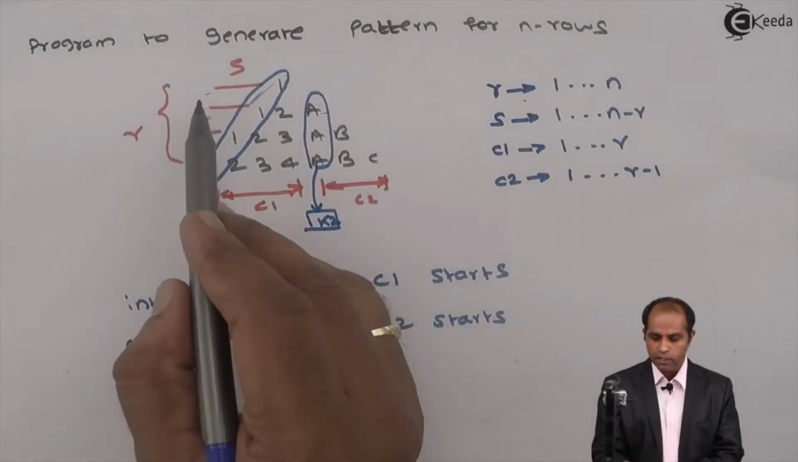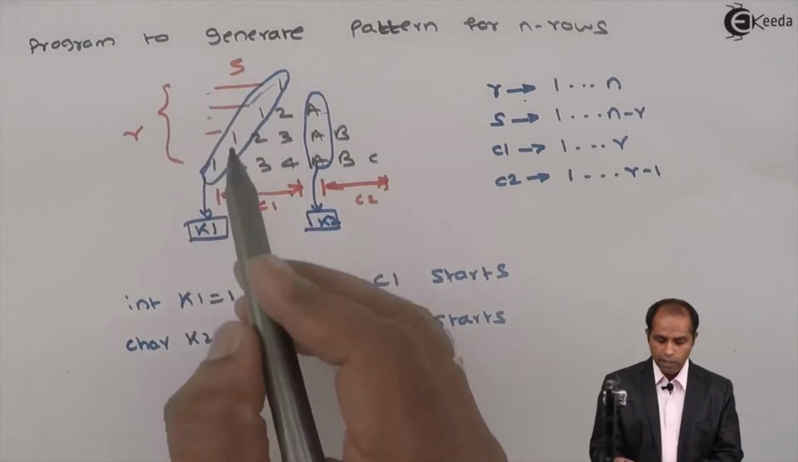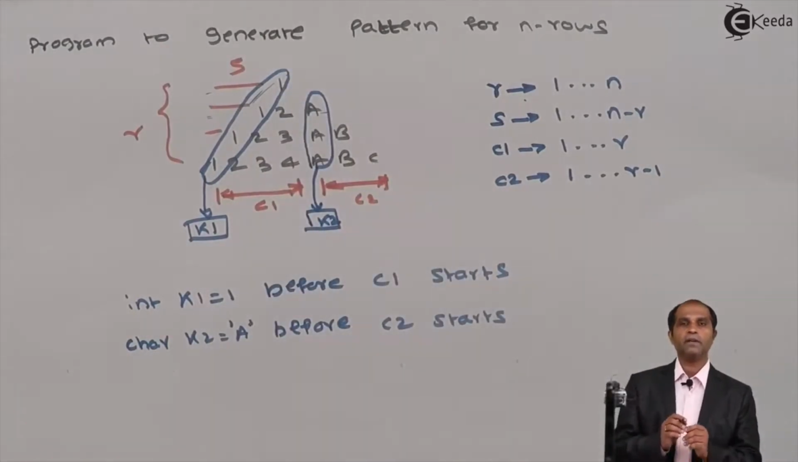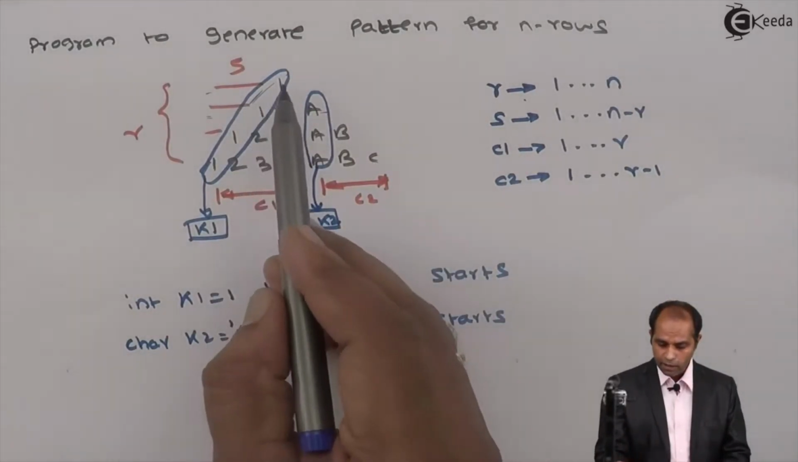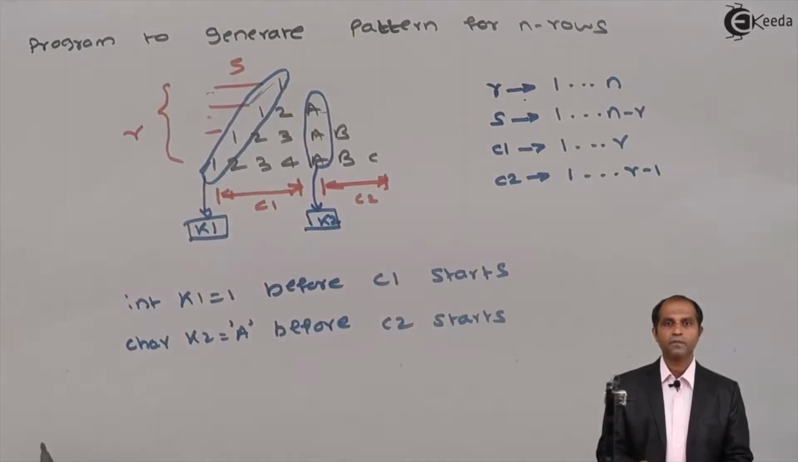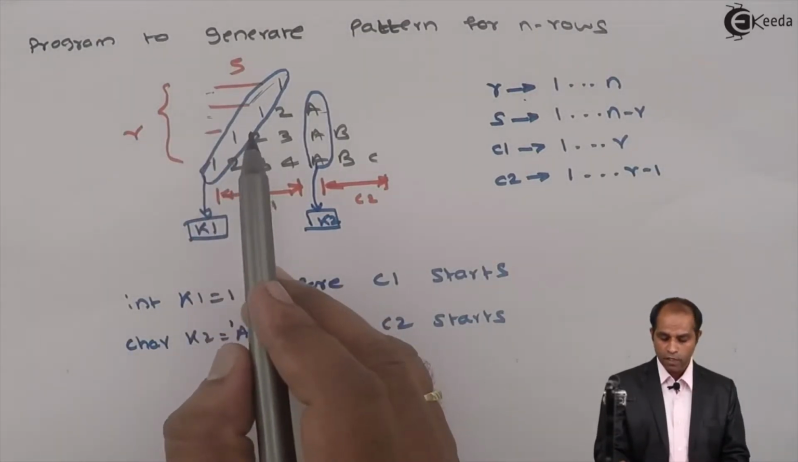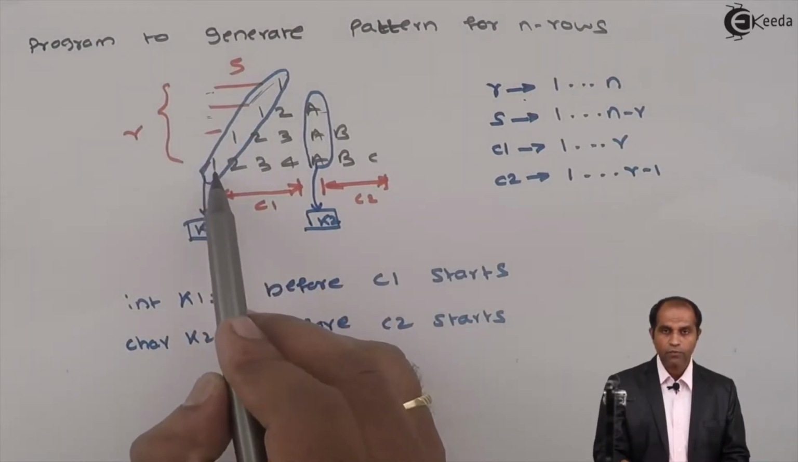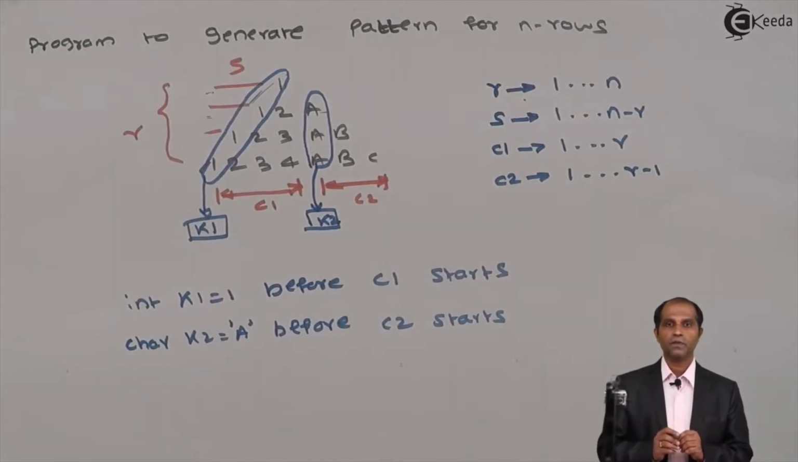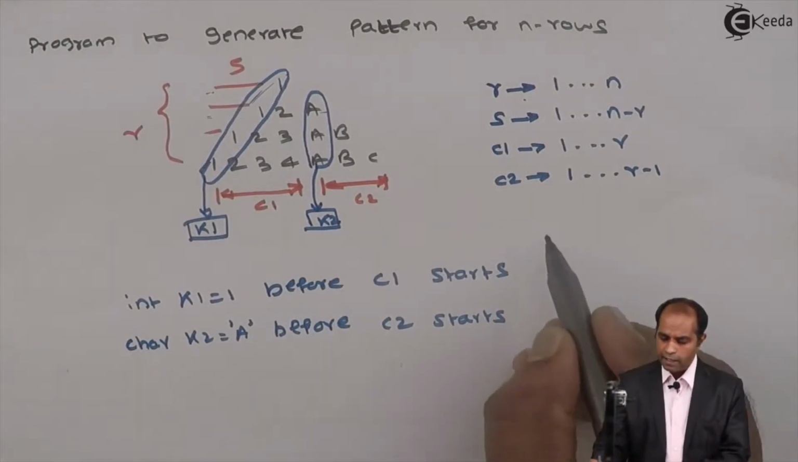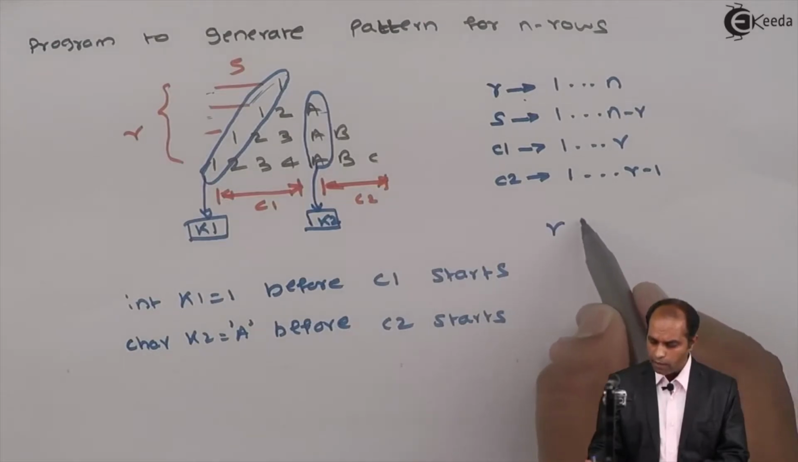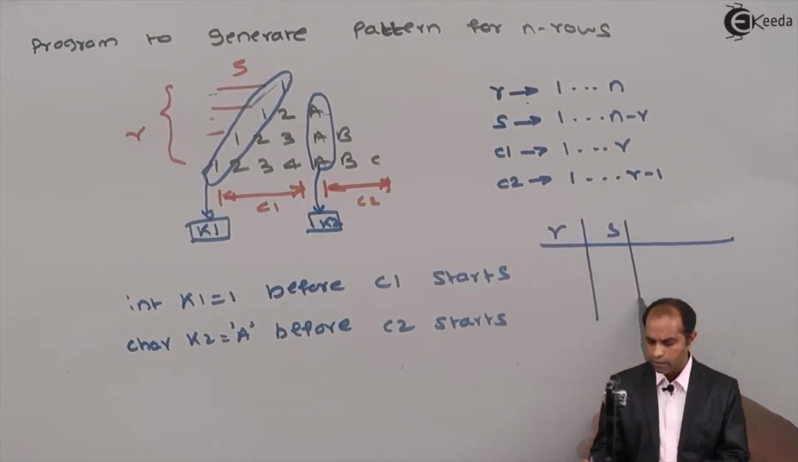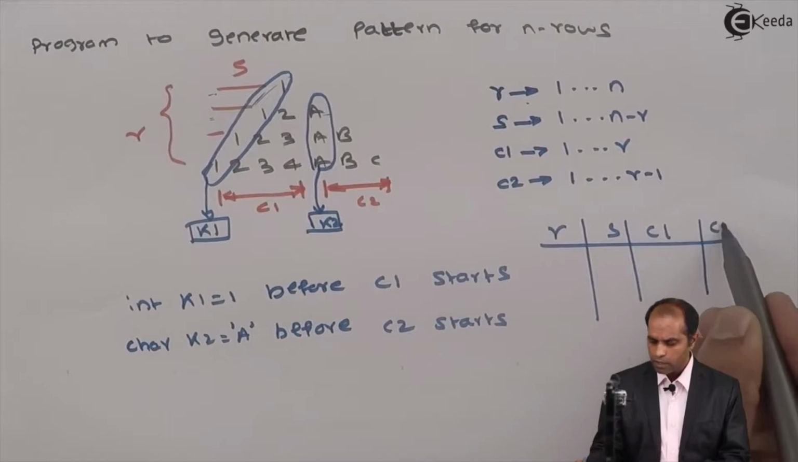S is going to be generating spaces. If you put a grid and draw this entire pattern under the grid, you'll find that the first row has 3 spaces, the second has 2 spaces, the third has 1 space, and the fourth doesn't have any space. So R, S, C1, C2.